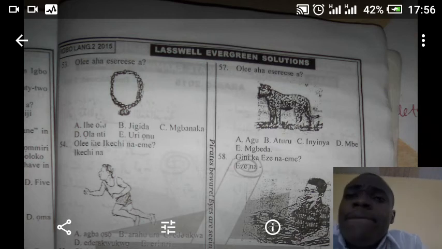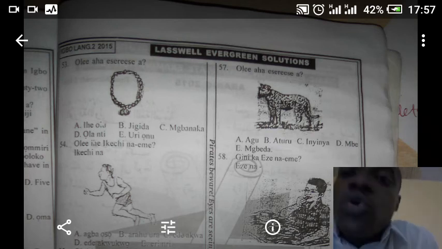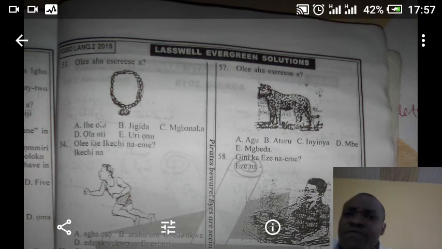Okay. Number 57. Ole aha eserese a? That thing you are seeing there. What is the name? A is agụ. B is atụrụ. C is ịnyịnya. Ịnyịnya is horse. D is mbe. Mbe is tortoise. E is mgbada. And the answer to number 57 is agụ, which is lion. Lion.